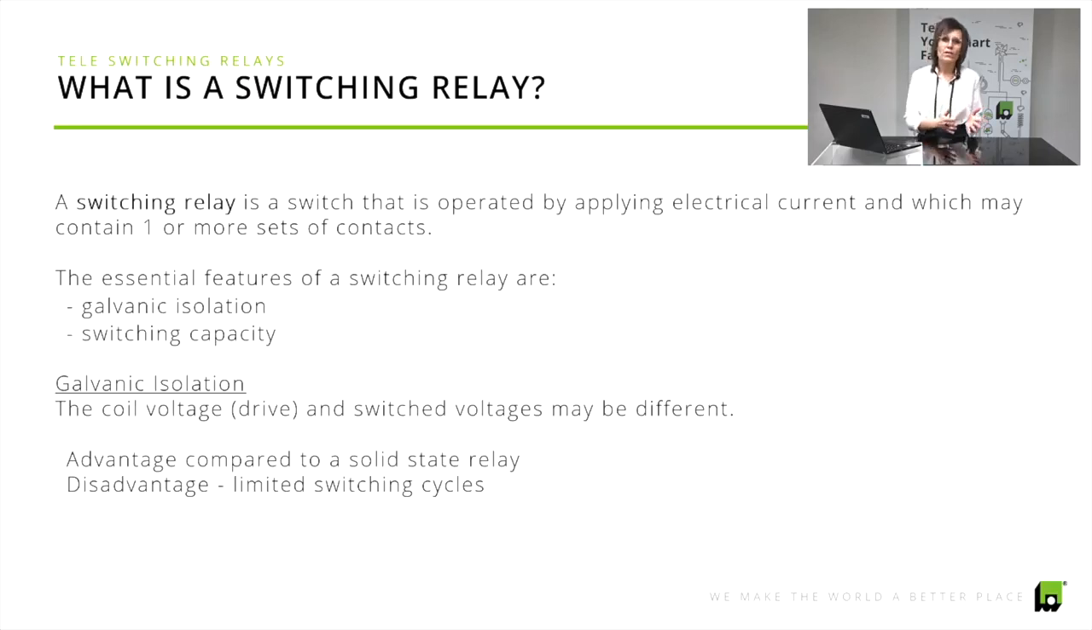On the one hand, this is the galvanic isolation as well as the switching capacity. For the galvanic isolation, coil voltage, drive and switch voltage can all be different. This is actually a major advantage of a switching relay over a solid-state relay. A disadvantage of the switching relay is the limited switching cycles that a switching relay has due to its nature.